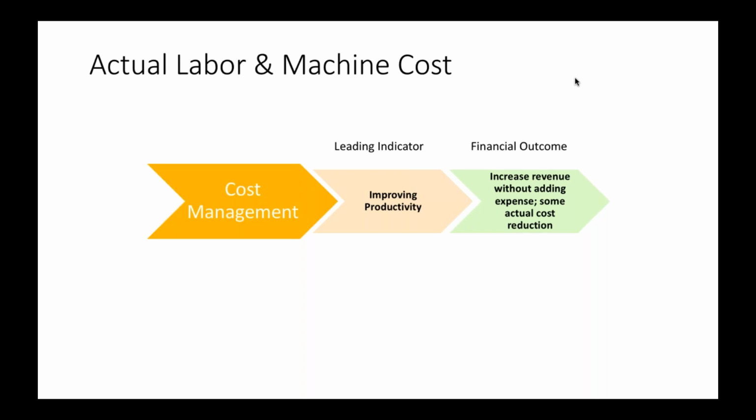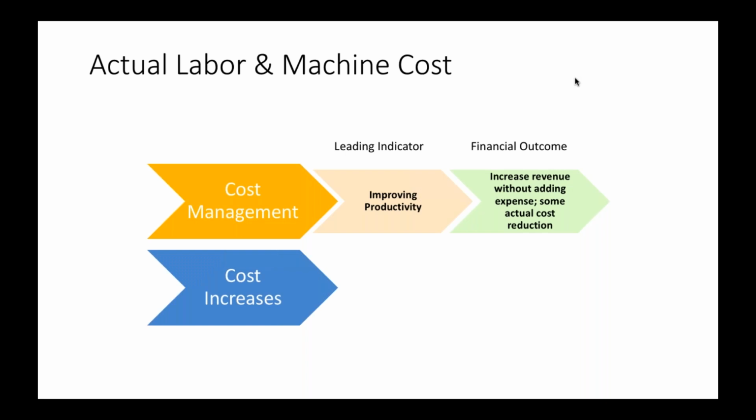Now, on the labor side, you might see some cost reduction. For example, overtime cost might go down. But you're not changing the number of people that work in the value stream. You're not changing the machines in the value stream, so the costs are pretty much the same. So the leading indicator of productivity is linked to increasing revenue rather than some kind of cost reduction.